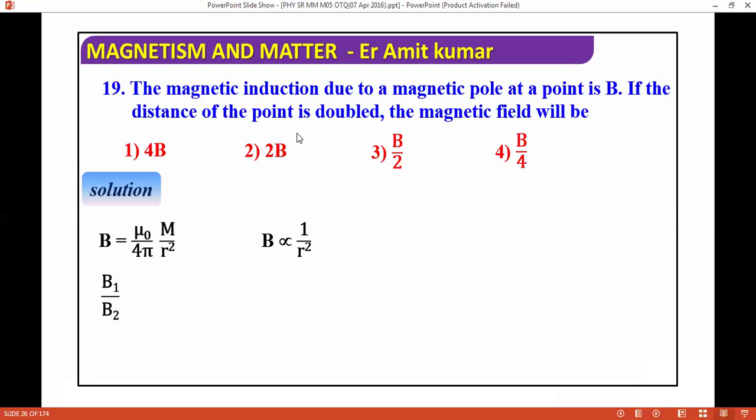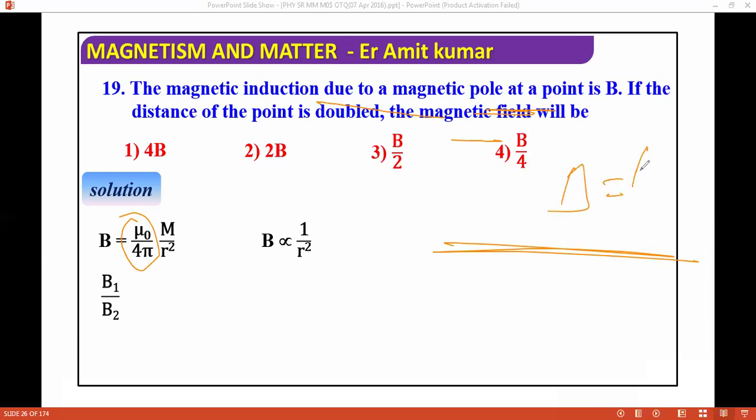So see this. If the distance of the point is doubled, the magnetic induction due to the magnetic pole at the point is, basically, mu naught M. So basically we are using the relation for the magnetic field: K m by r square. You are using this relation, K m by r square.